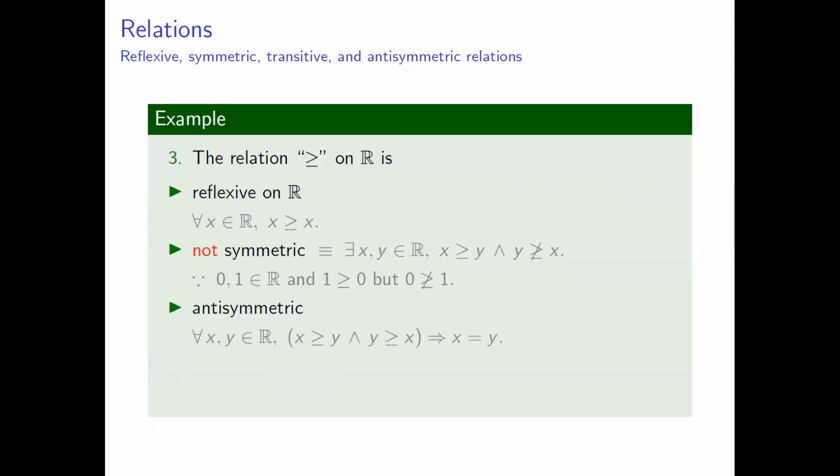It is antisymmetric since for any real numbers x and y, if x is greater than or equal to y and y is greater than or equal to x, then x is equal to y. It is transitive since for any real numbers x, y, and z, if x is greater than or equal to y and y is greater than or equal to z, then x is greater than or equal to z.